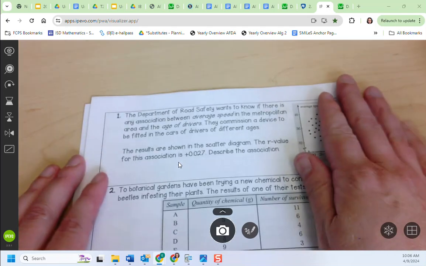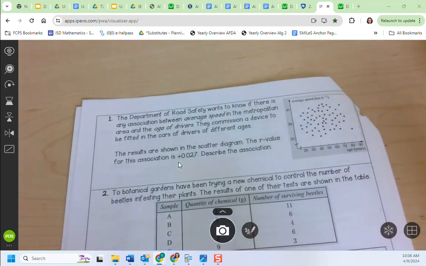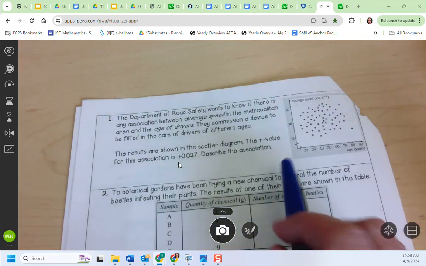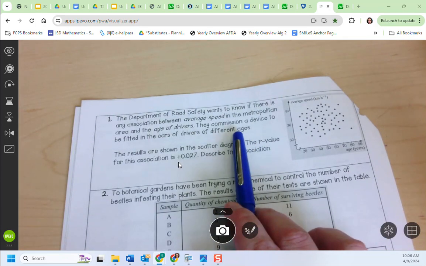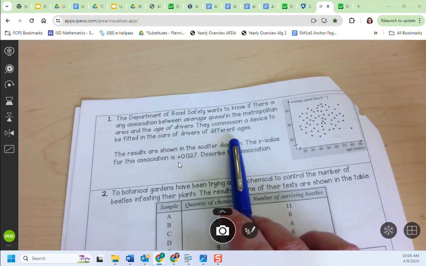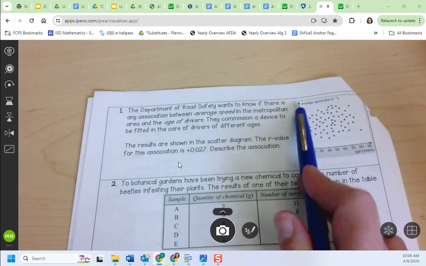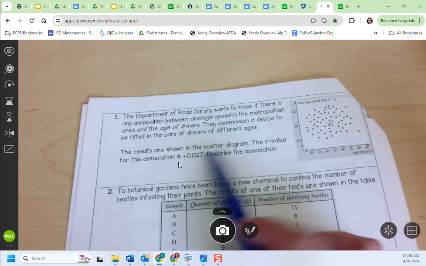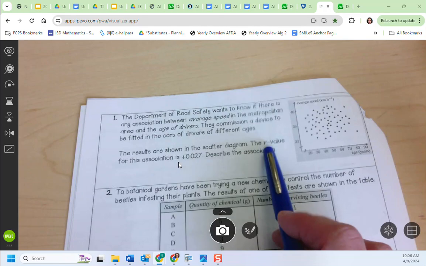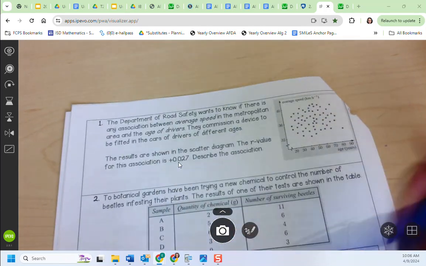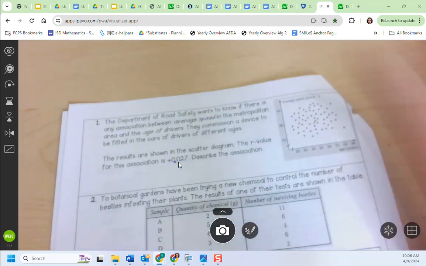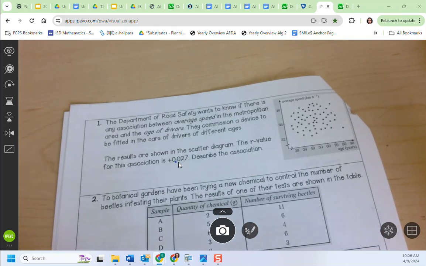All right, number 1. The Department of Road Safety wants to know if there is any association between the average speed in the metropolitan area and the age of drivers. They commission a device to be fitted in the cars of drivers of different ages. So these are the ages, and then this is the average speed in kilometers per hour. The results are shown on the scatter diagram, and the R value is positive 0.027. Describe the association.